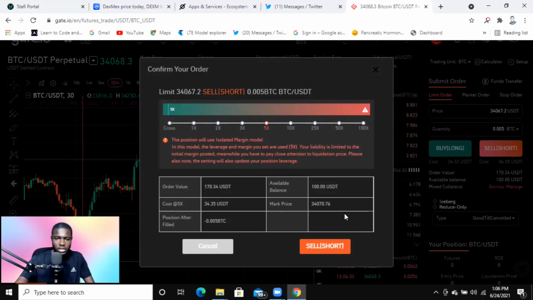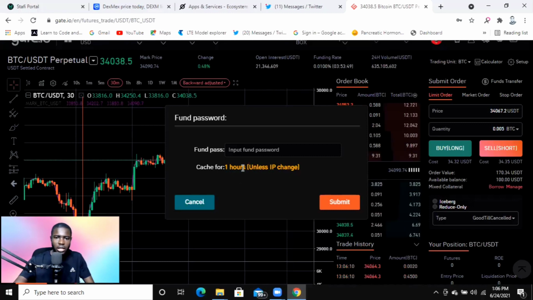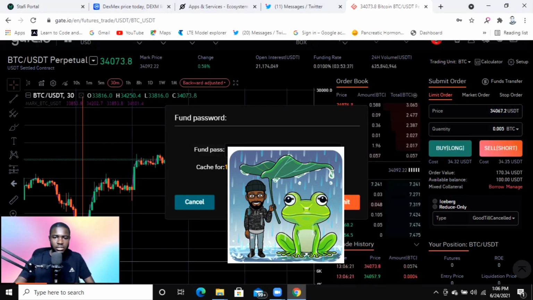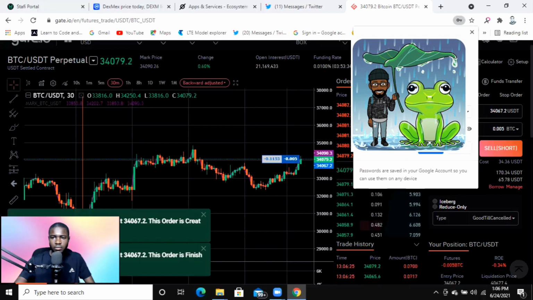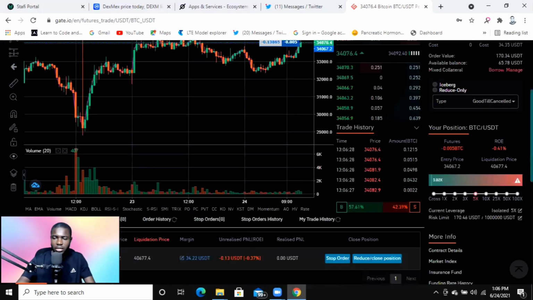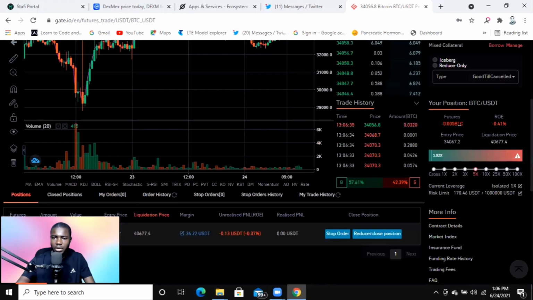So this shows you the details of your order, right? It shows you the mark price and every other thing. You click on sell short, and I'm going to input my phone password. I'm going to max this. So click on submit. I'm just going to cancel that, right? So I just placed an order right now, and you can see it shows me the size of my order. It also shows me the return on investment, the entry price, and the liquidation price. So if BTC gets to $40,000 right now, I am going to be liquidated, right? So that's how futures works.